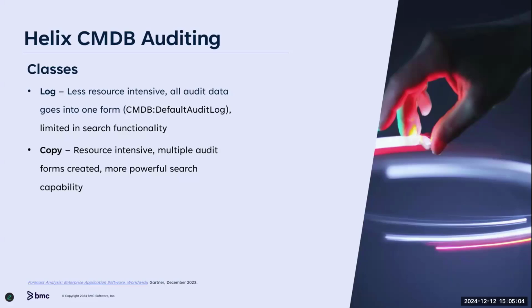For copy auditing, each AR system form belonging to that class and its subclasses are duplicated to create the audit forms. These forms are suffixed with the :audit tag. Because these forms are created, we can do more advanced searches like we would do on a normal AR server form. This is also true when we're using reporting tools like BMC Helix dashboards.